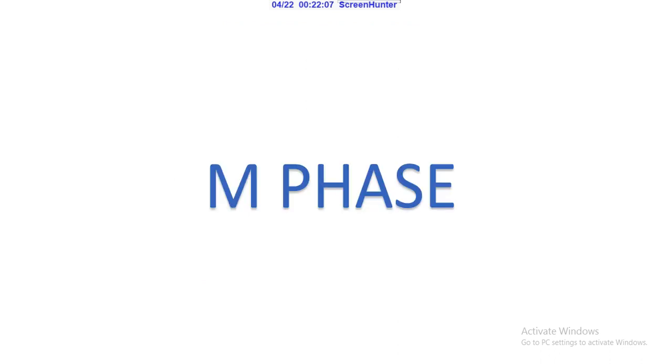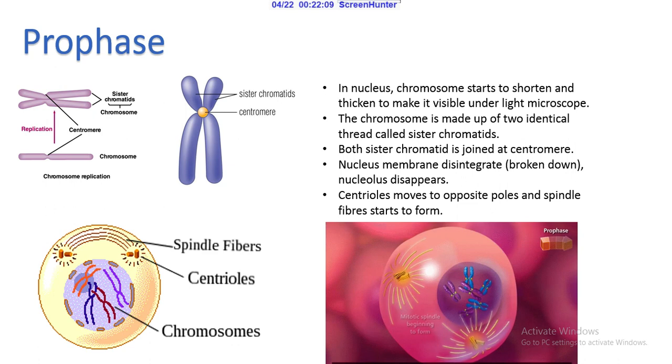Next, we will enter the M phase. For the M phase, we have mitosis and also cytokinesis. So this is mitosis. The first stage is prophase, or we can remember it as PMAT. P for prophase, M for metaphase, A for anaphase and T for telophase.